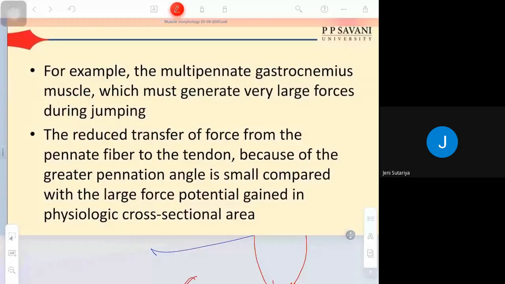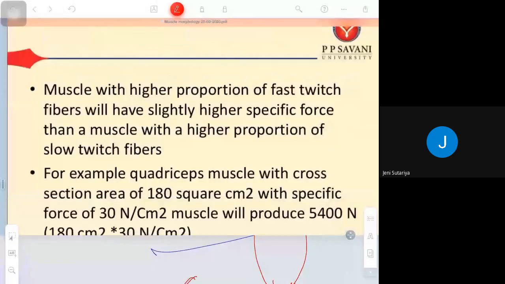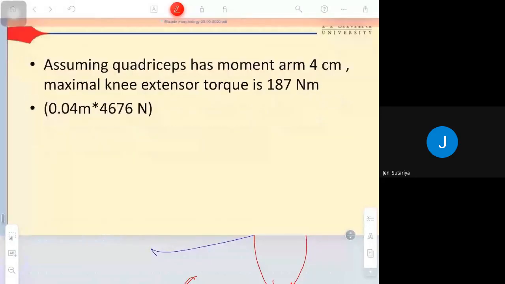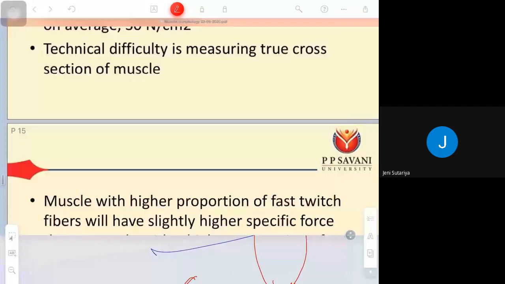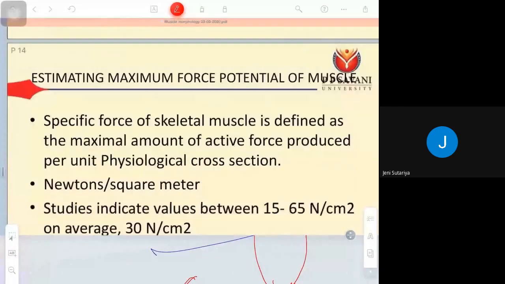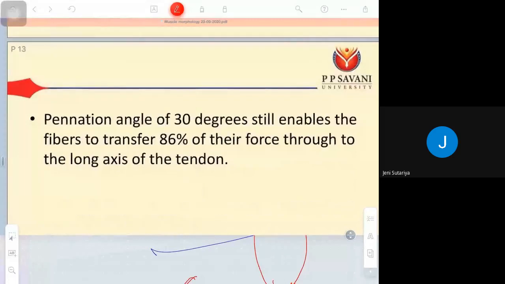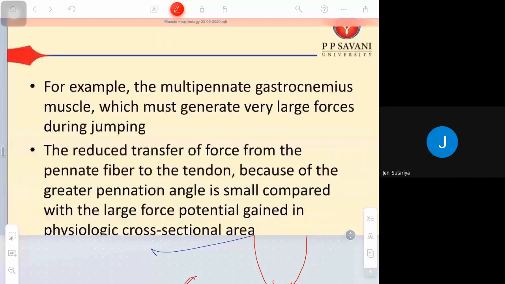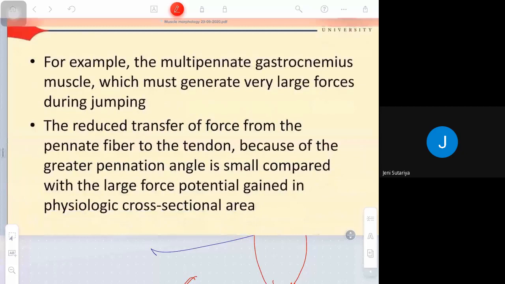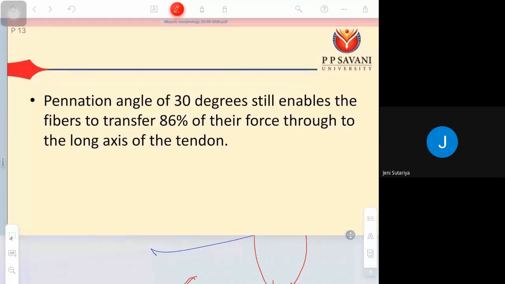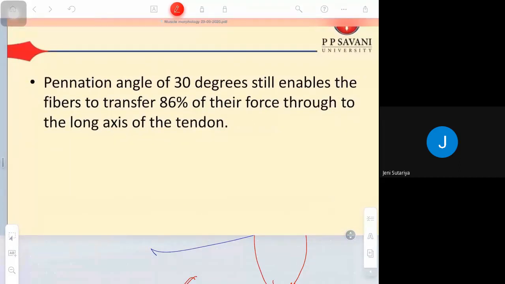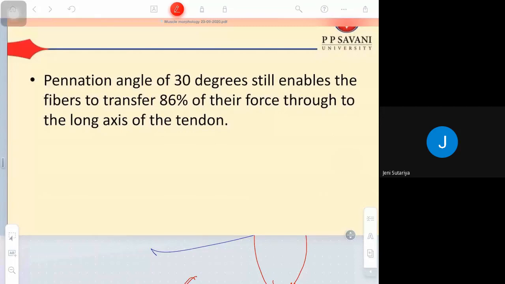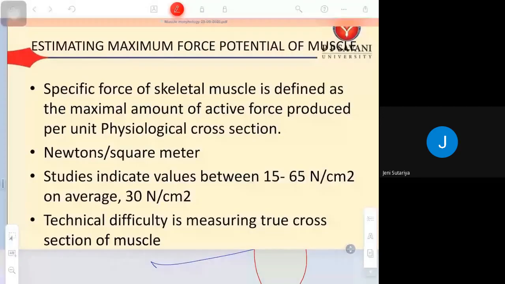Okay. One example I had given. So how you will calculate the force production? One example we will discuss. This point already we discussed. Pennation angle 30 degrees enables fiber to transfer 86% of their force through the long axis of the tendon. So how you will estimate the force potential of the muscle? Listen carefully.